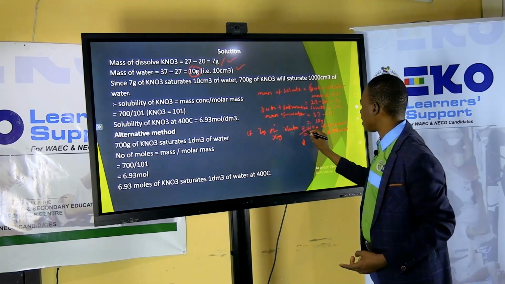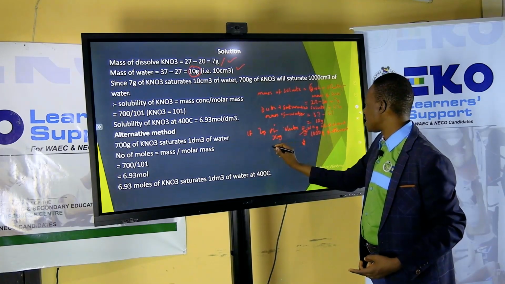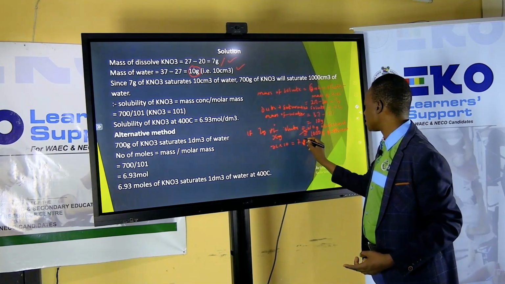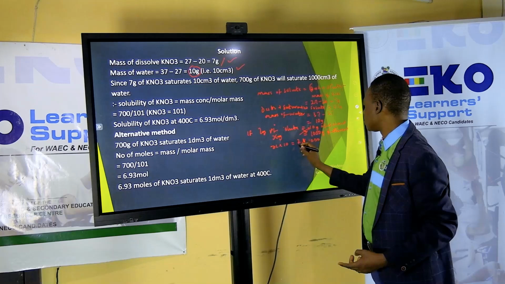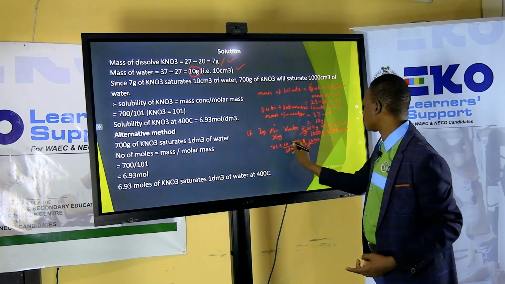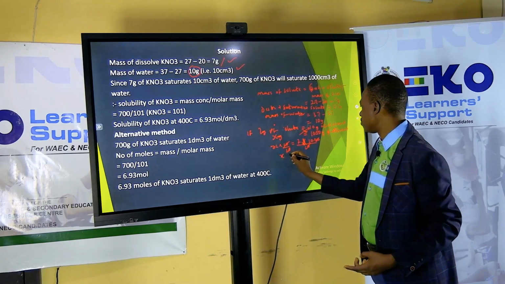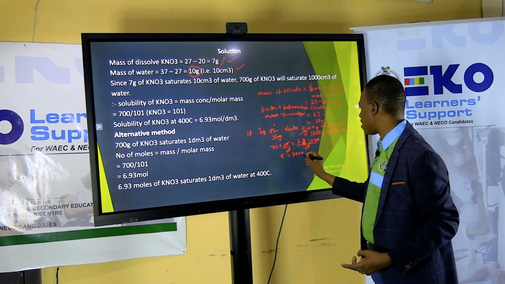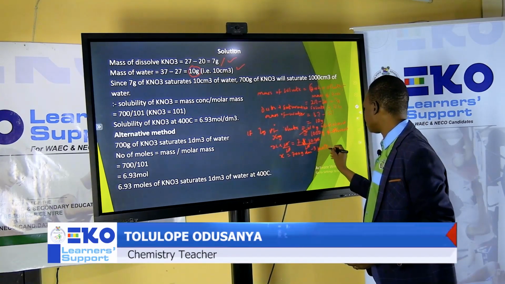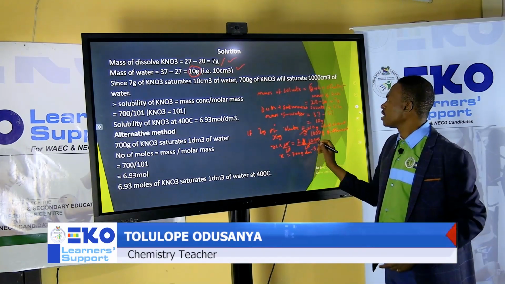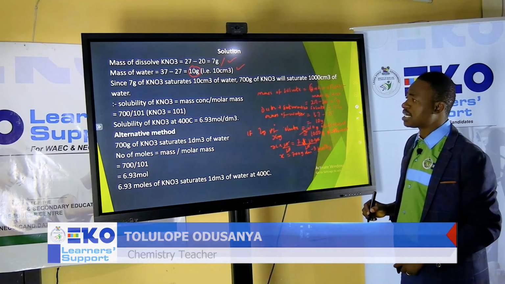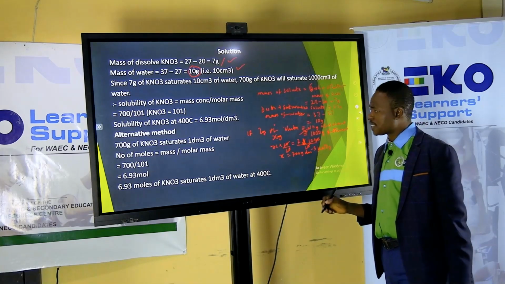And when you cross multiply, what you are going to have is x times 10 is equal to 7 times 1000. So divide both sides by 10. So x will be equal to 700 grams per dm cube. This is the mass of solutes that actually dissolve in 1000 centimeter cube of solvent.